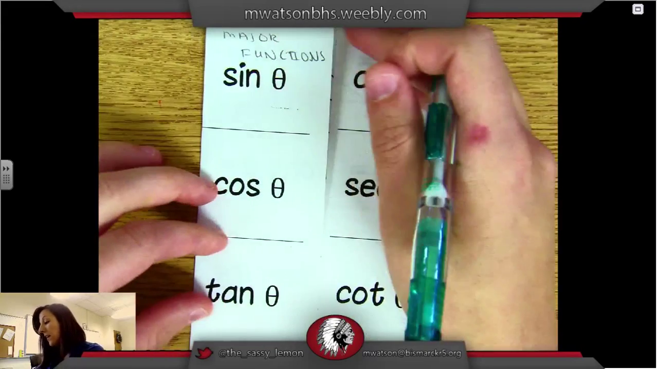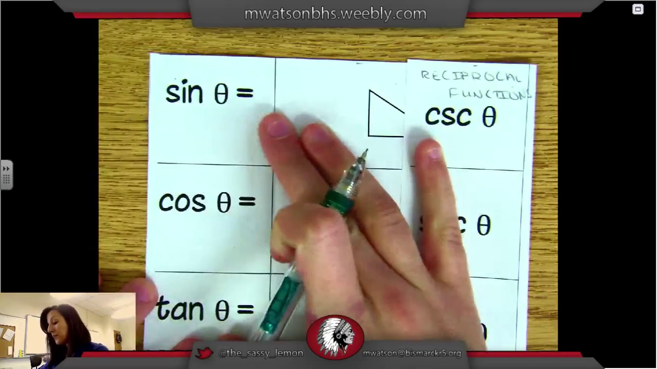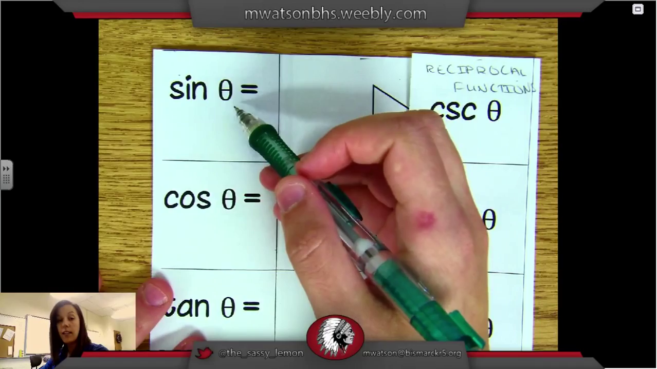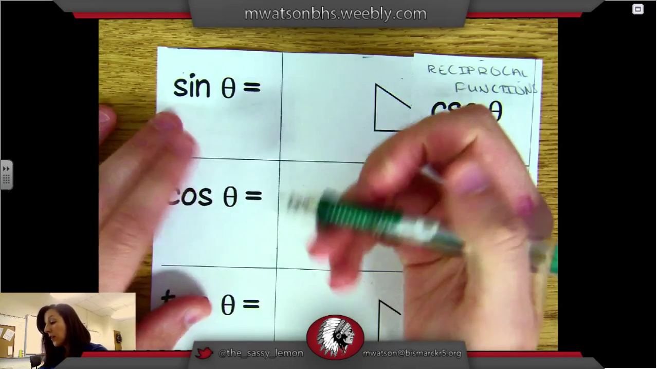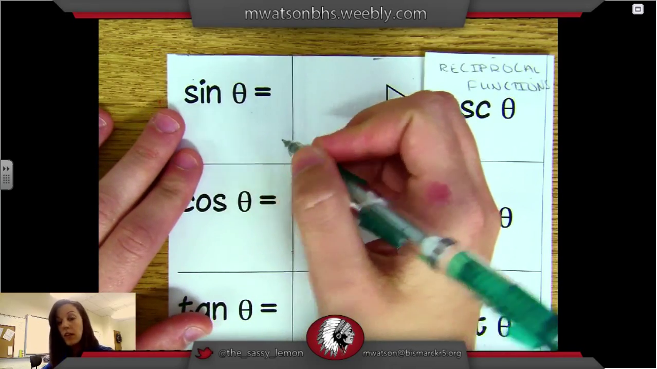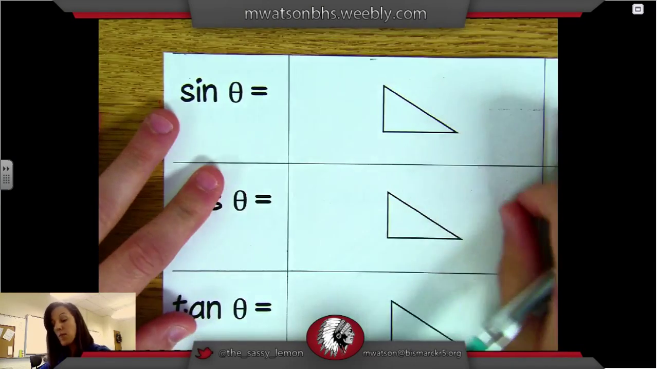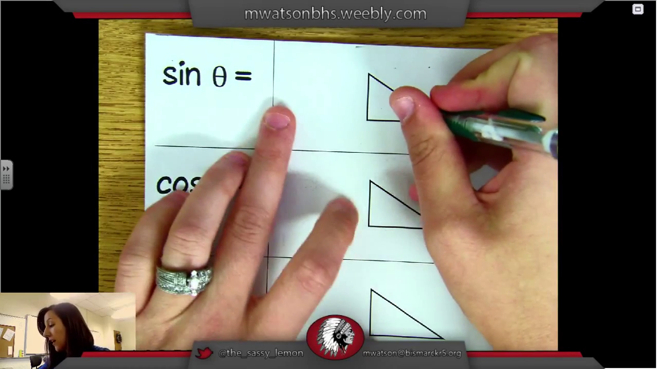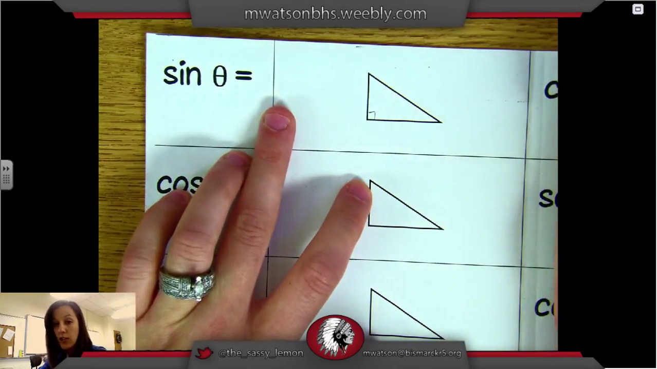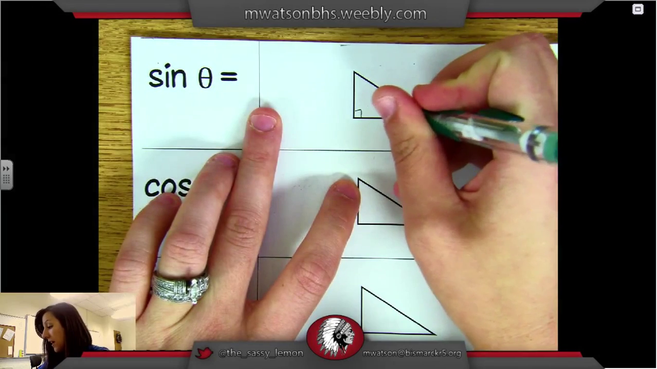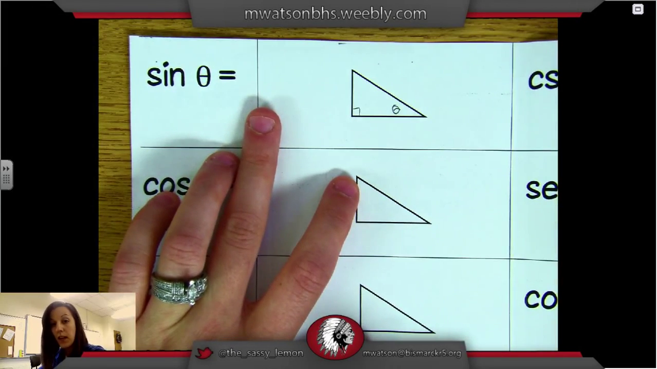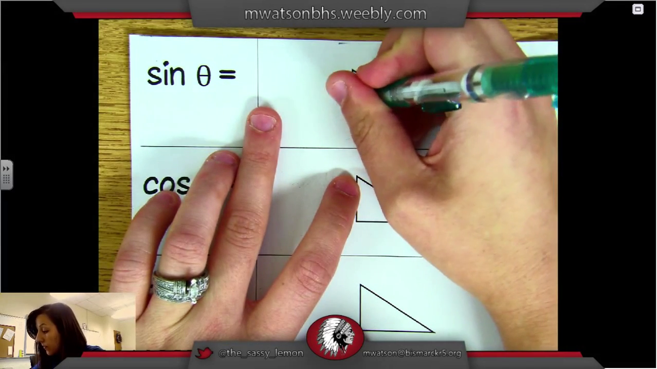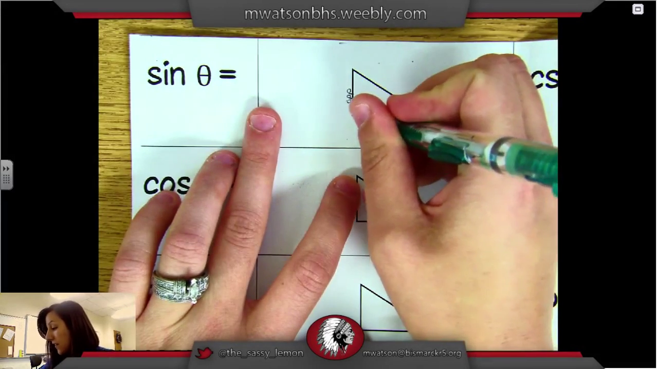So let's go ahead and open up and define sine, cosine, and tangent. So I told you they were equal to a ratio. There's actually 3 different sides of a triangle based on where your theta is. So let's say this is a right triangle and you put theta in the lower corner. Then you've got an opposite side. You've got an adjacent side.